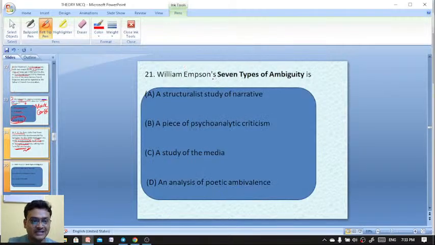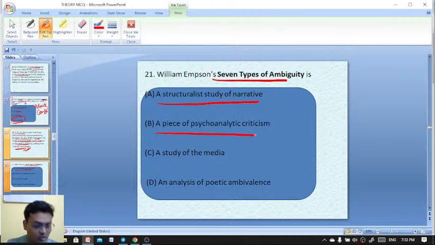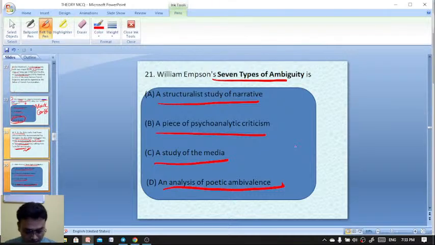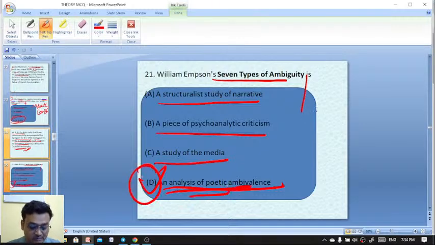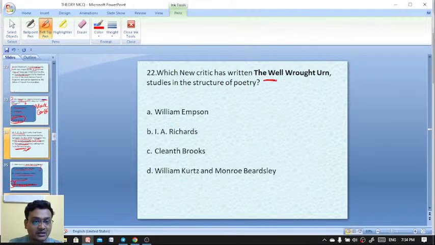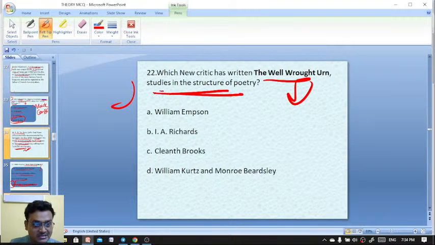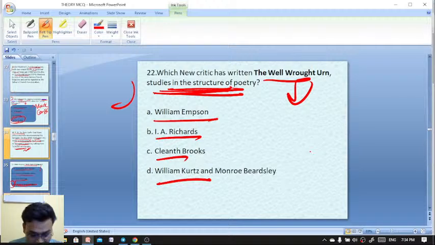Chalo. William Empson: Seven Types of Ambiguity, a structural study of narrative, a piece of psychoanalytic criticism, a study of the media, an analysis of the poetic ambivalence. That is ambiguity. Ambivalence, that is ambiguity. Yeah, it's again an analysis of the poetic ambivalence. So D is the right answer. An analysis of the poetic ambivalence, Seven Types of Ambiguity, published 1930. Well done. Which critic has written The Well Wrought Urn and Studies in the Structure of Poetry? This is the subtitle. Studies in the structure of poetry. William Empson, repeated question. Very good. Very quickly answer.